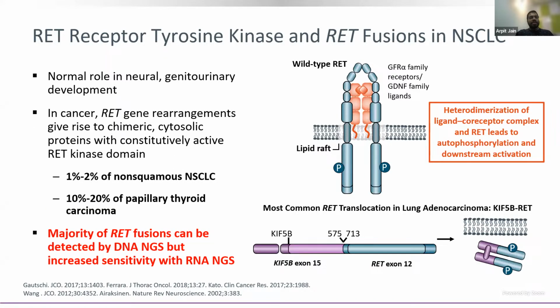Then comes the RET receptor tyrosine kinase, and its fusion and rearrangement lead to constitutive activation of the RET kinase domain. It is being identified in 1 to 2% of non-squamous NSCLC patients. The most common RET translocation fusion partner is KIF5B. Again, the most sensitivity is with the use of the RNA-based NGS panel as compared to the DNA-based NGS. Next.